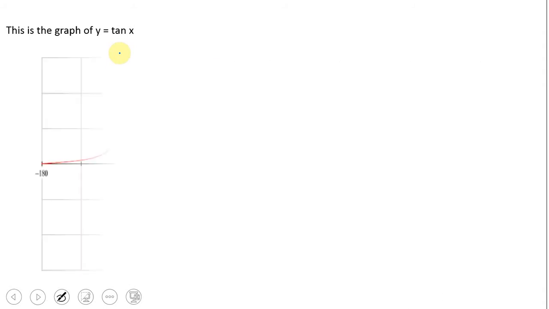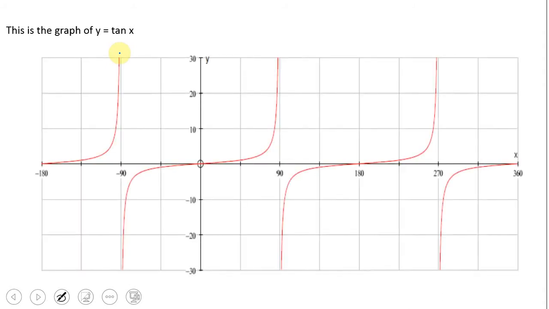And then the final graph is y equals tan x. Now tan x is very different from y equals sine x and y equals cos x. It only has a period of 180 degrees. As you can see on this graph, from minus 90 to 90, we get a full version of the curve, and then we get the same one again from 90 to 270.